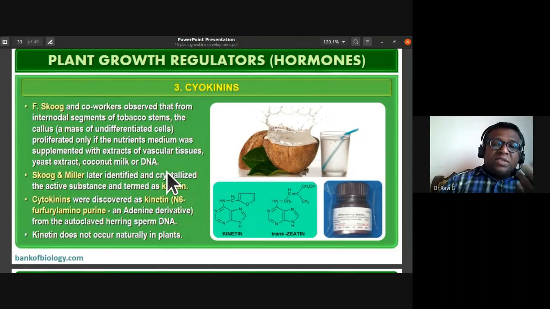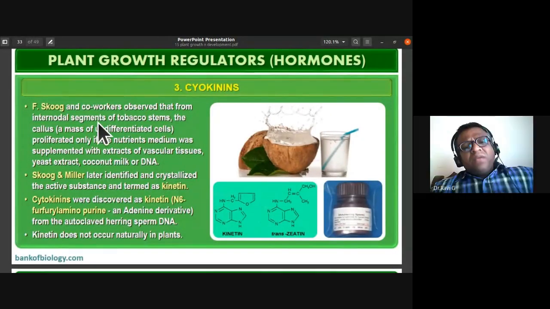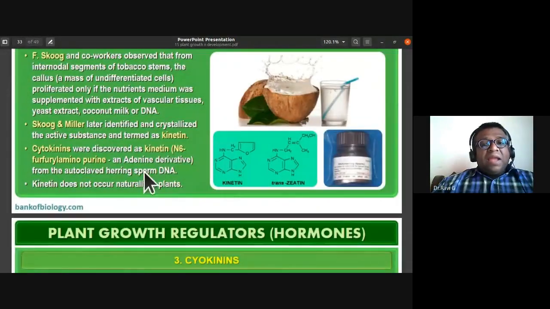So this callus could undergo cell division further only when they were able to get the extracts of vascular tissues, or yeast extract, or coconut milk, or DNA. Skoog and Miller later identified and crystallized the active substance and termed it kinetin. Okay, cytokinins were discovered for the first time as kinetin, whose chemical name is N6 furfuryl aminopurine.